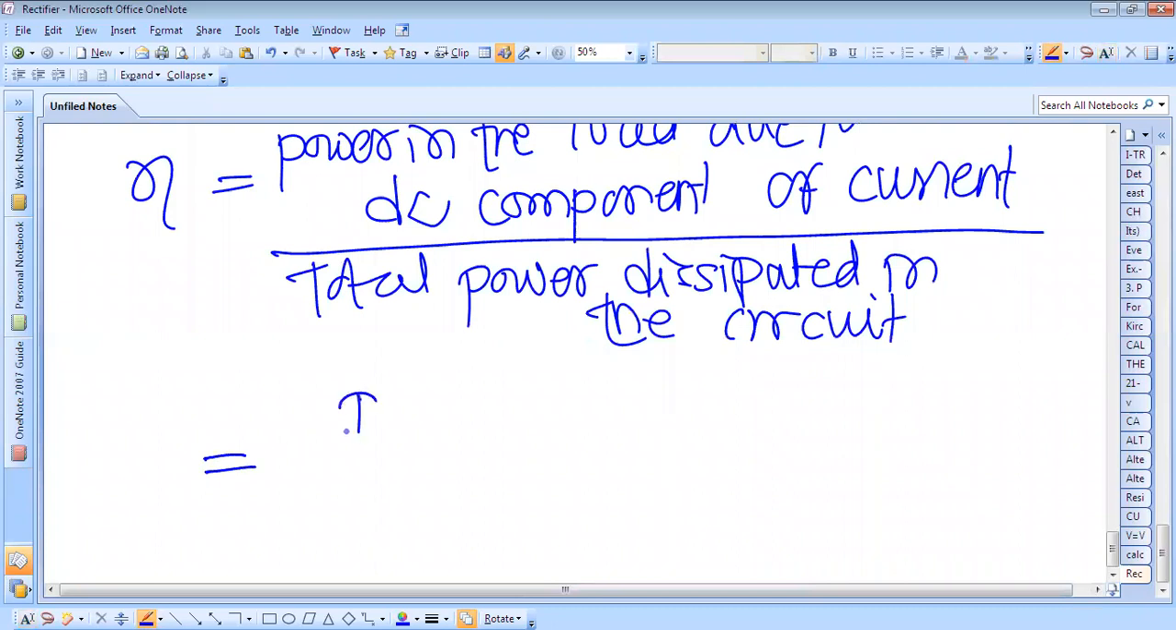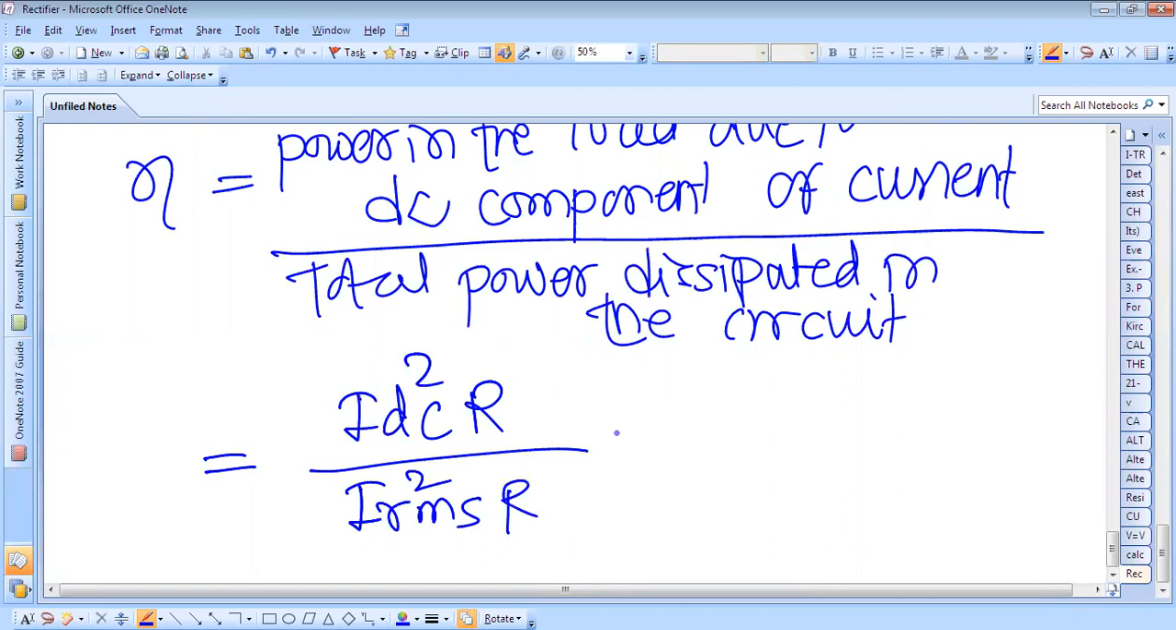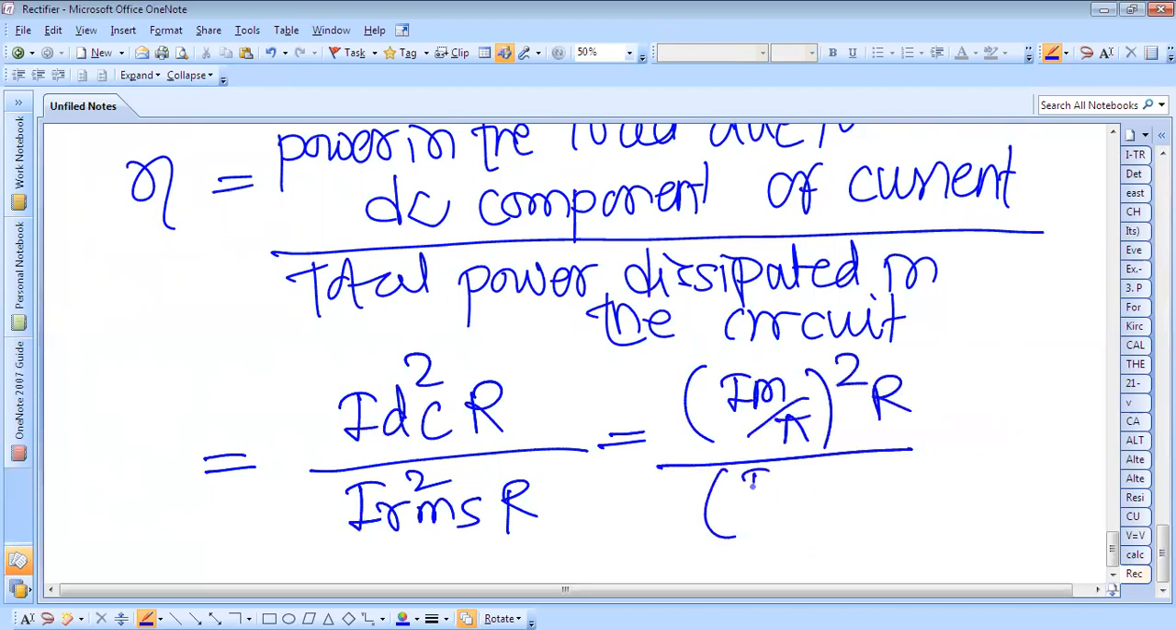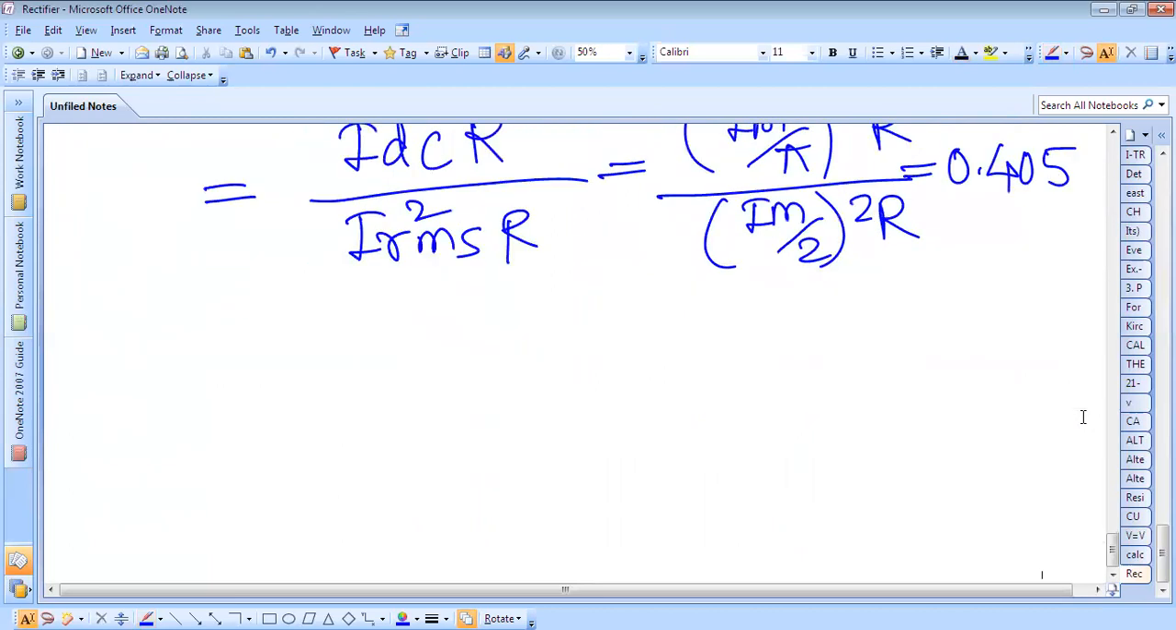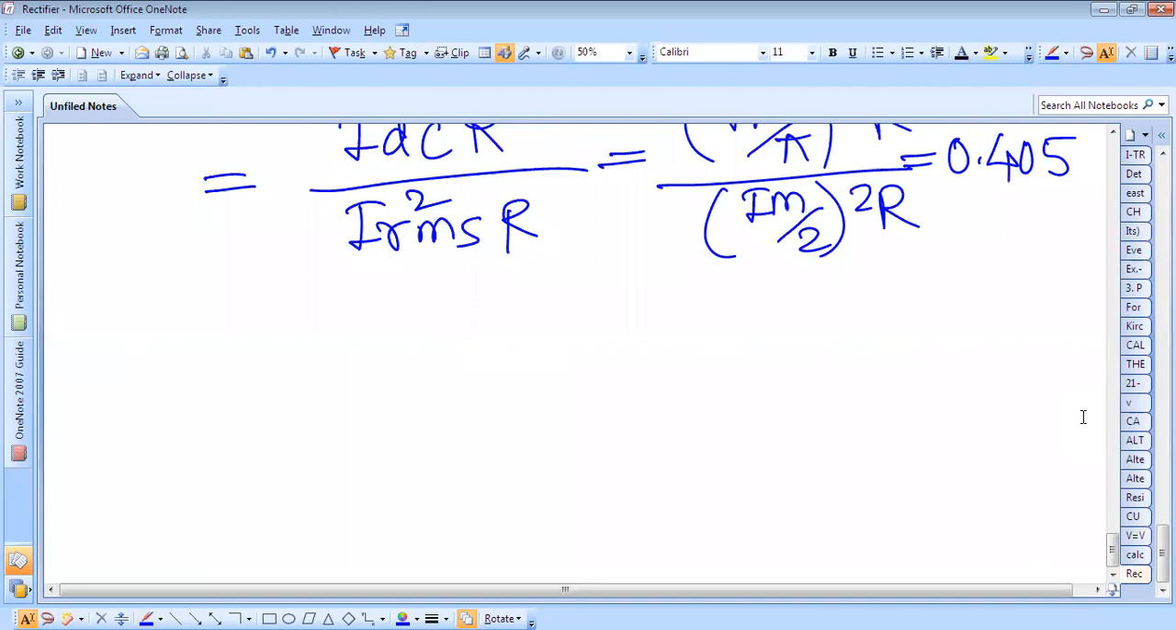So we can write IDC square by R, this is the DC component, over IRMS square into R. If you substitute the values, IDC is Im by pi, squared, into R, and IRMS is Im by 2, squared, into R. So here we will get 40%, so the efficiency is 0.4.